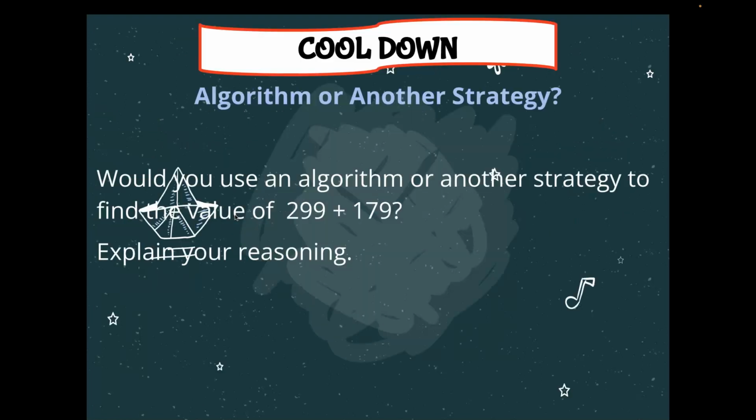So here's your cool down. Would you use an algorithm or another strategy to find the value of 299 plus 179? So you think about that. Which one would you use, an algorithm or another strategy?